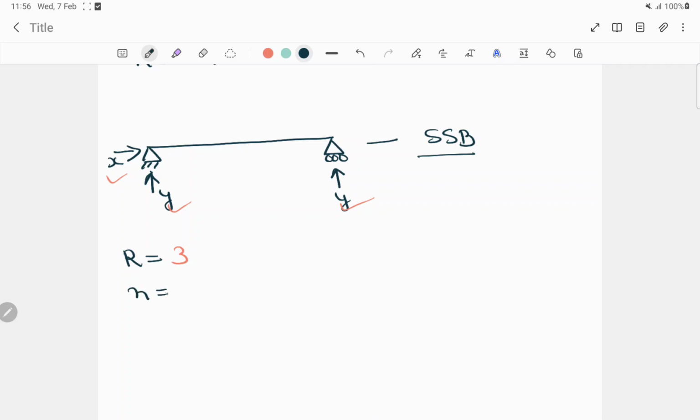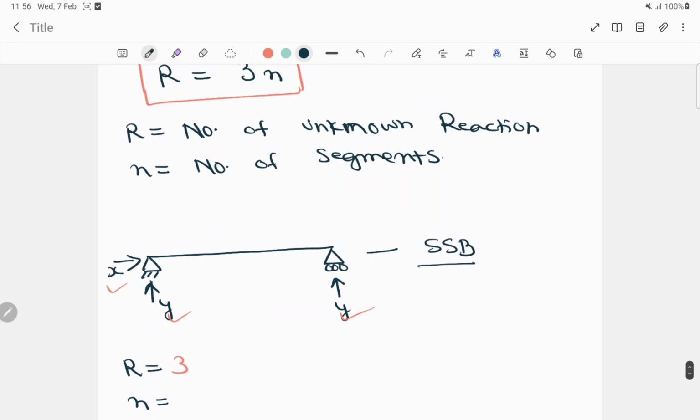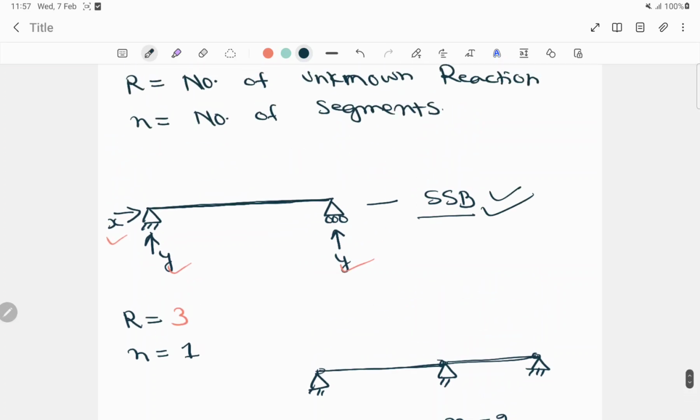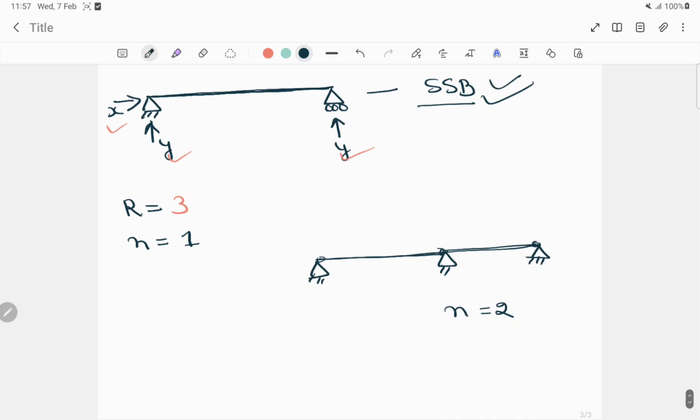Now n is the number of segments. Here the number of segments means this beam. So there is only one segment in a simply supported beam, so the number of segments is 1 in this case. Suppose in a continuous beam, the number of segments is 2. From here to here is one segment, and from this support to this support is the second. So in that case there are 2 segments. As we are discussing this type of beam, there will be only one segment.